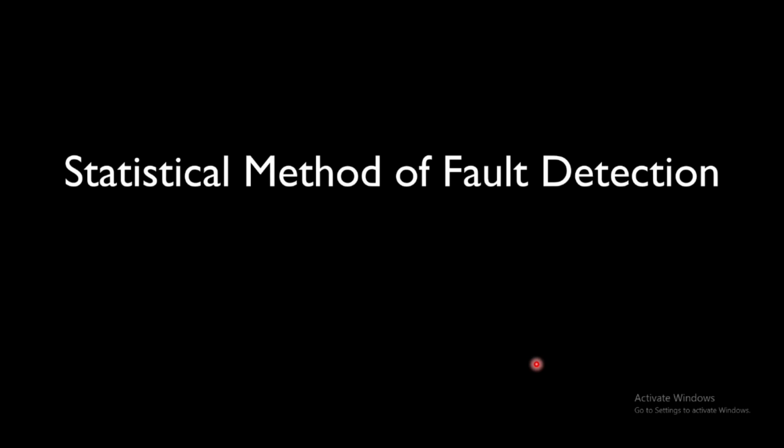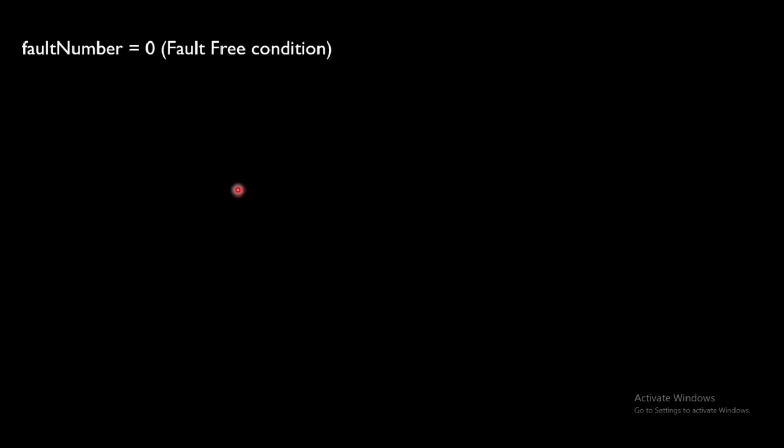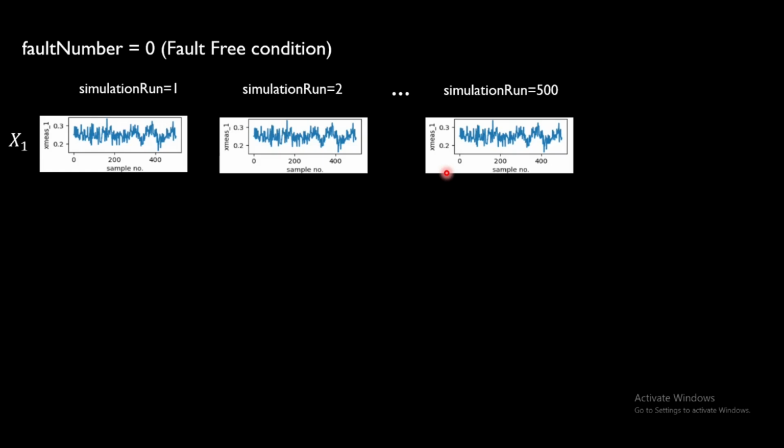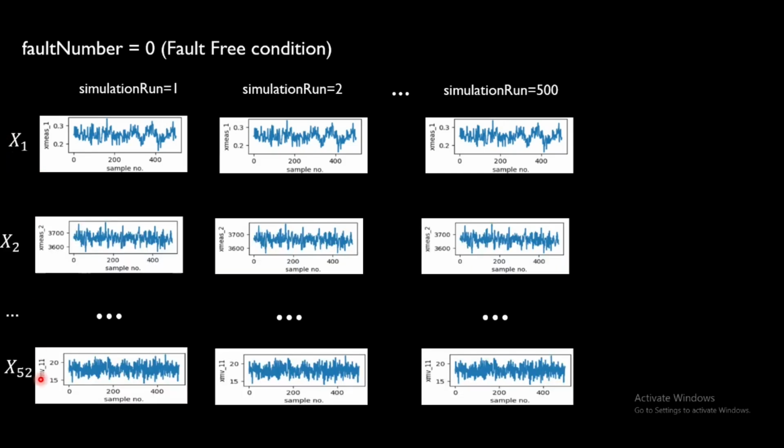For this first video, we are going to use a basic statistical method for fault detection, and we are only going to use the fault-free condition for that. So what do we have here? In the fault-free condition, we have different simulation runs: simulation run 1, simulation run 2, up to simulation run 500. This is the first variable. I'm calling it x1. And similarly, you have 52 variables.